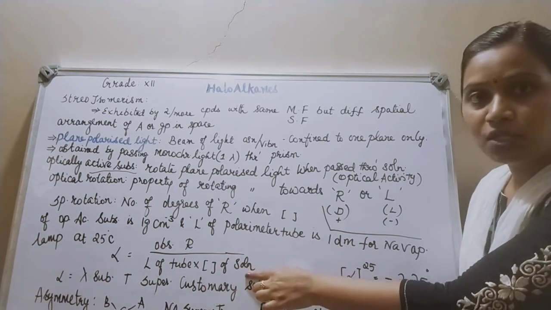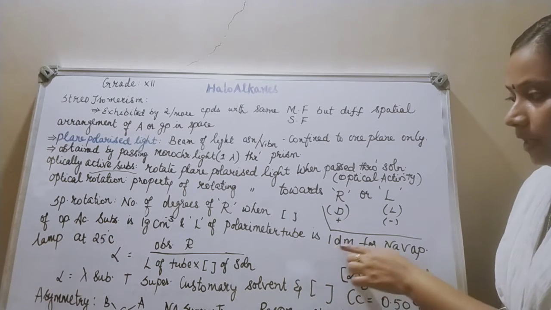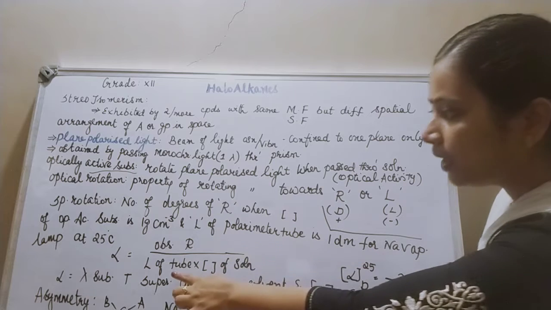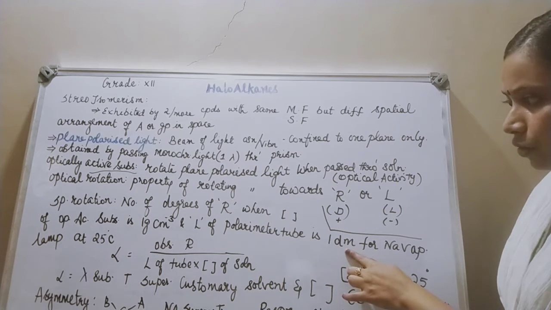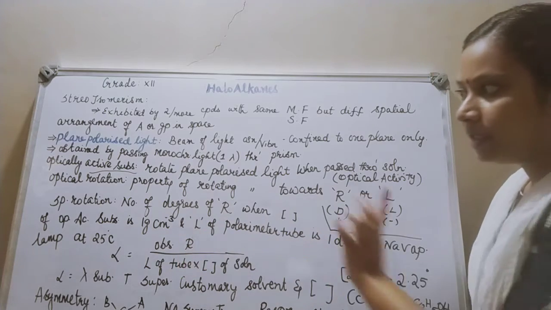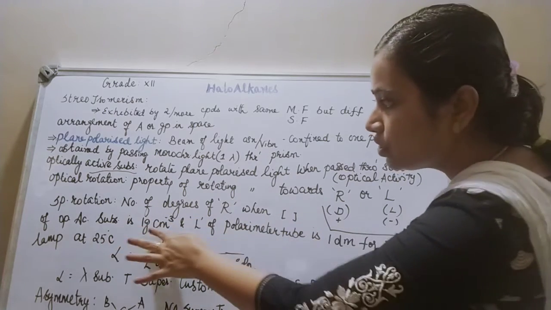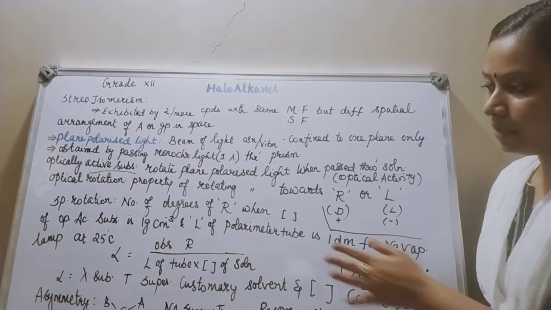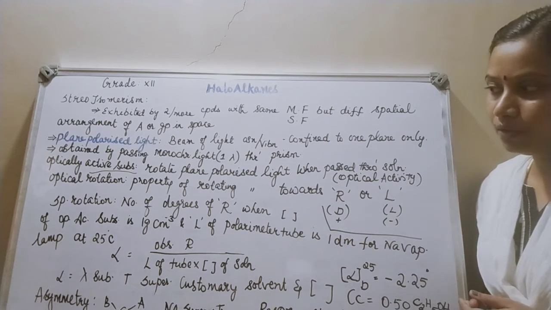How much should the concentration of the solution be? The length of the polarimeter tube should be 1 decimeter, and it should be a sodium vapor light. The temperature should be 25 degrees centigrade, and the concentration of the substance should be 1 gram per centimeter cube. This is how you have to represent the specific rotation.